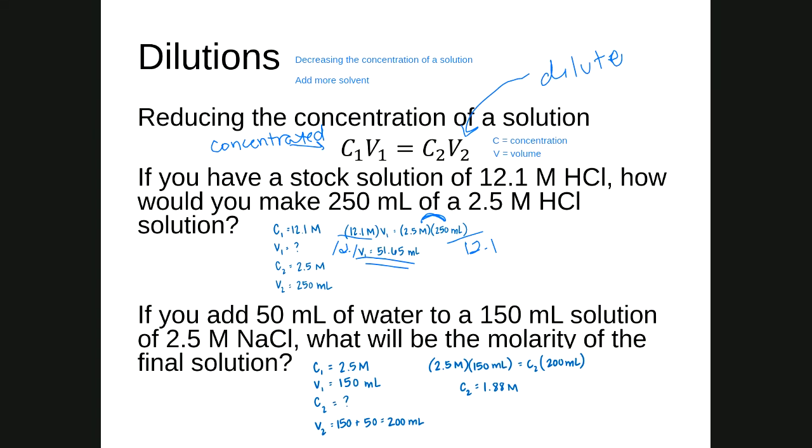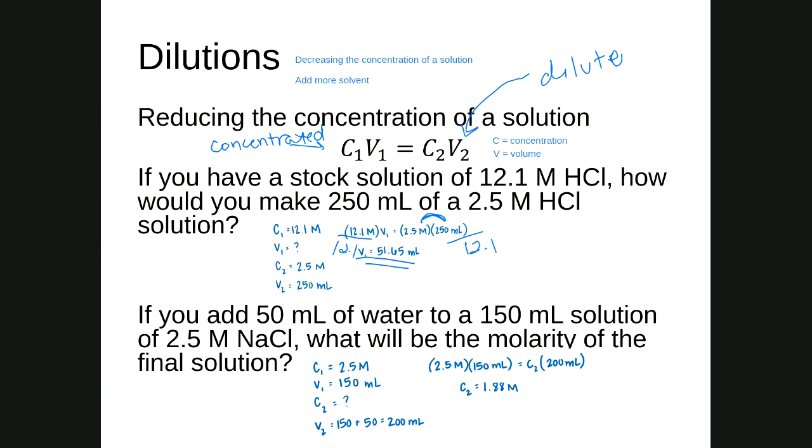So let's take a look at this second one. If you add 50 milliliters of water to a 150 milliliter solution of 2.5 molar sodium chloride, what would be the molarity of the final solution, or the new solution? So here, our initial concentration is 2.5 molar, and we're told that we have 150 milliliters of that solution. So those are my C1 and my V1. We're looking for the new molarity, so we're looking for C2.